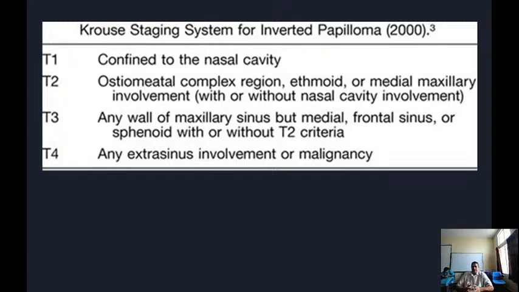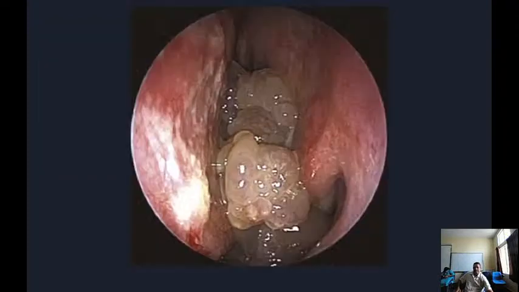Okay, that is the T2, and T3 is any wall of the maxillary sinus. You have the various walls: medial wall, lateral wall, anterior, posterior, inferior, and superior. These are all walls. It's like a chamber. So any wall, that is the T3, and extra sinus, if it has gone beyond the sinus, it is T4. Usually such are the ones which are usually transformed into malignancies.